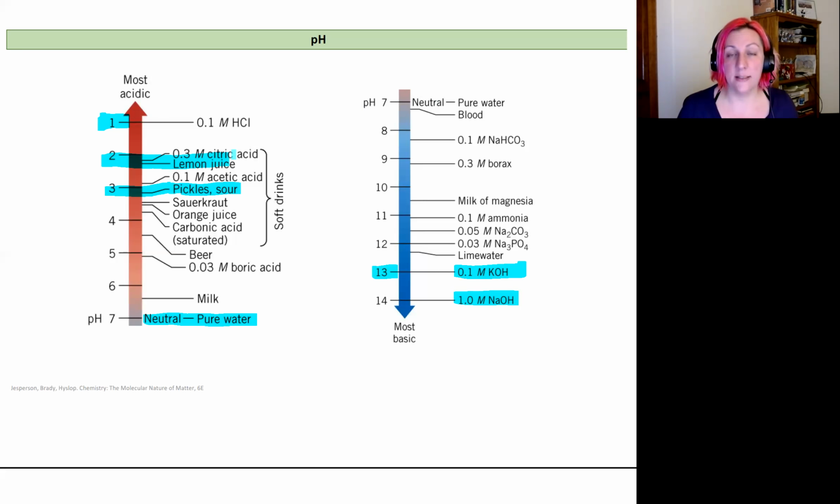Some common bases. Borax is something that is in my laundry room right now, and that's going to have a pretty high pH of about 9. Milk of magnesia is another thing that's in a lot of people's cabinets to help with upset stomachs. That's going to have a pH above 10. The other things that we're seeing here, like ammonium, that's going to be like a cleaning solution that'll have a higher pH.